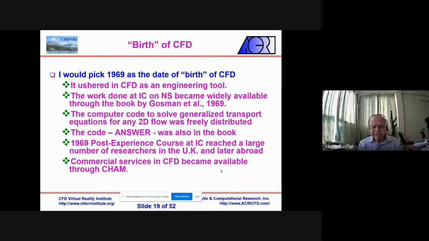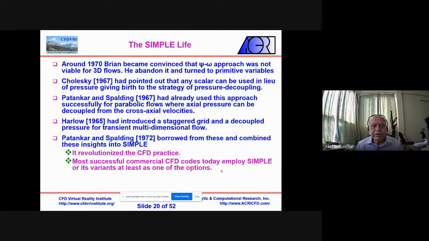So '69 to me was the birth of CFD, and it ushered in CFD as an engineering tool, and then it was greatly expanded. Okay, so around 1970, so far we've been using the stream function vorticity approach. We realized that this approach is not going to work very well for three-dimensional flows. So we had to go back to primitive variables. By primitive, we mean U, V, W, and pressure, things of that sort.